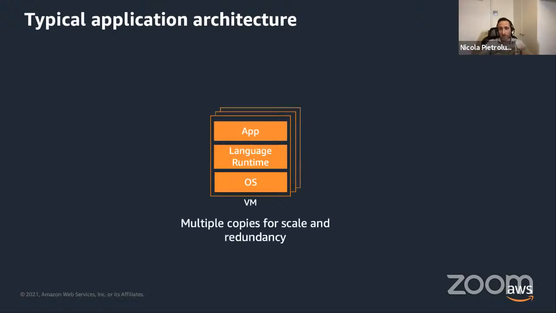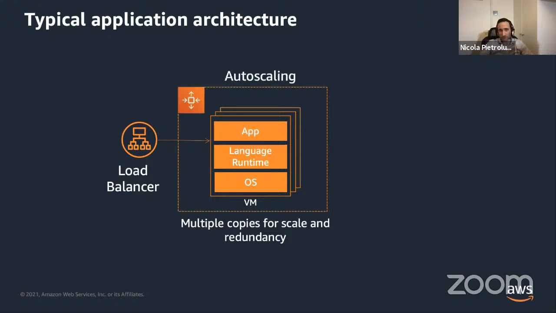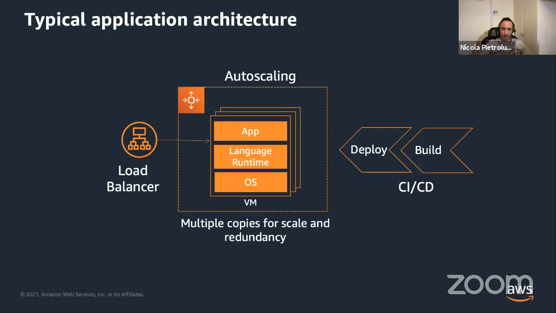You are probably running multiple copies of this stack for scale and redundancy, which means you have to front it with a load balancer. You also put an auto-scaling group around it, so your application scales in and out as traffic demand changes. And finally, you probably have some sort of CI/CD pipeline to push updates to this application.